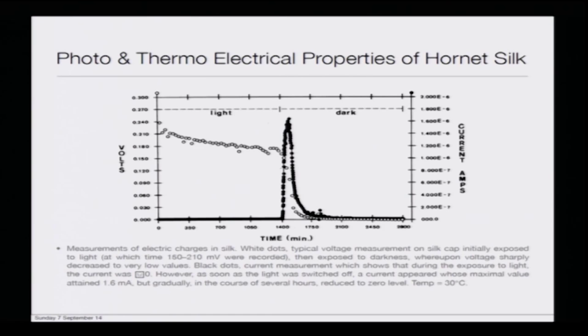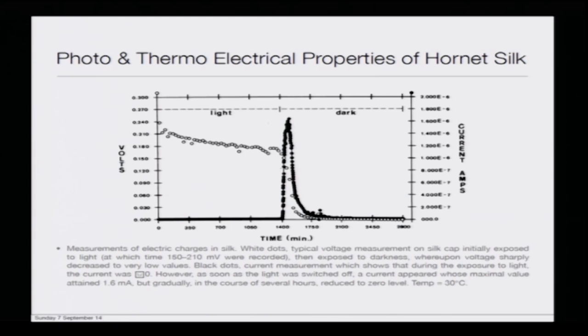While there was light, there are two symbols here. One are the filled circles, what you see here, and the other ones are the empty circles. The empty circles indicate the voltage, which is on the left hand axis. So, there are two y axes here. On the right hand side, you are seeing the current. On the left hand side, you are seeing the voltage.